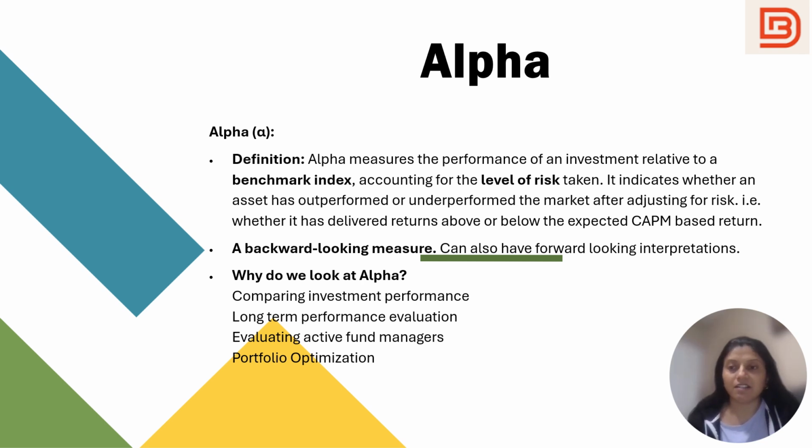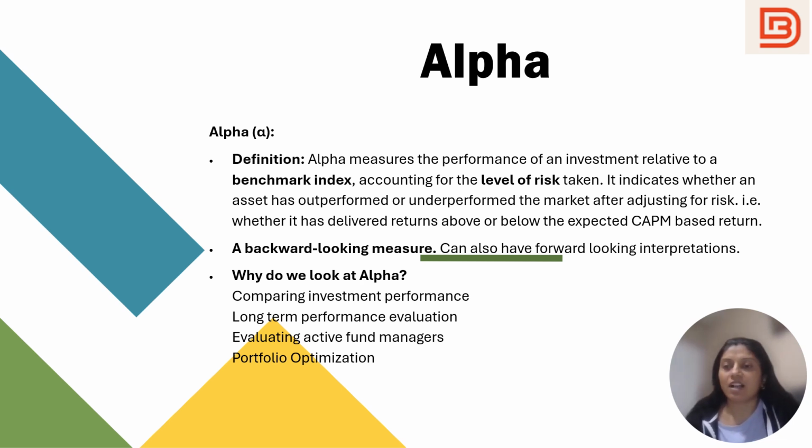Benchmark index is nothing but market index in majority of cases that is used as a reference point to compare to portfolio performance. For example, S&P 500 index. So this alpha measure indicates whether an asset has outperformed or underperformed the market after adjusting for risk. That is, whether it has delivered returns above or below the expected CAPM-based model. It's a backward-looking measure, that is, it is a historical value of how the investment has performed so far, but it can also have forward-looking interpretations.